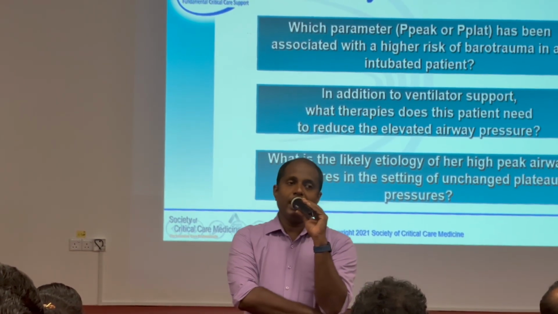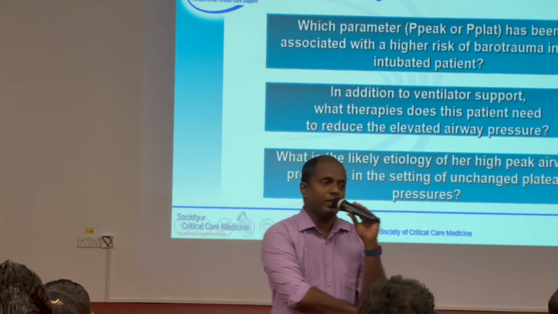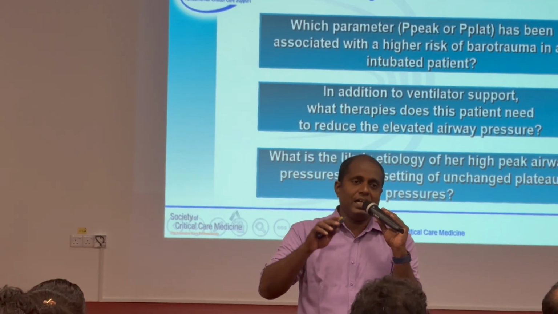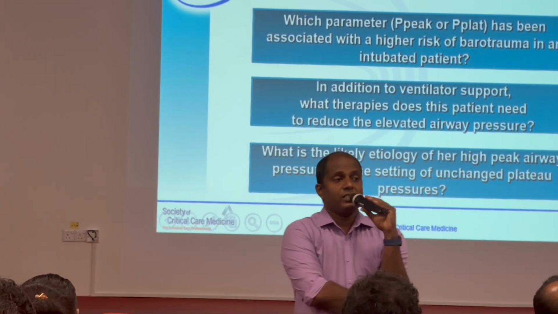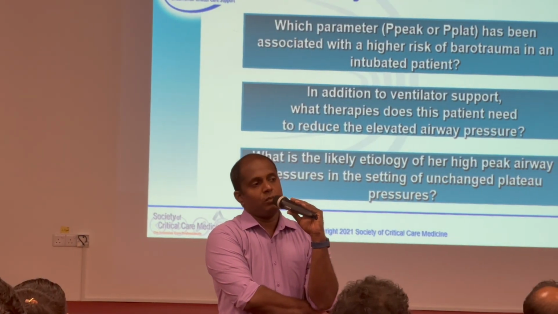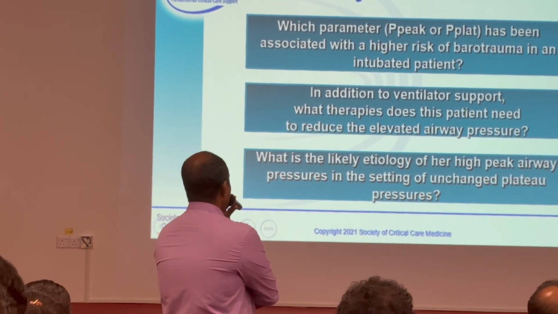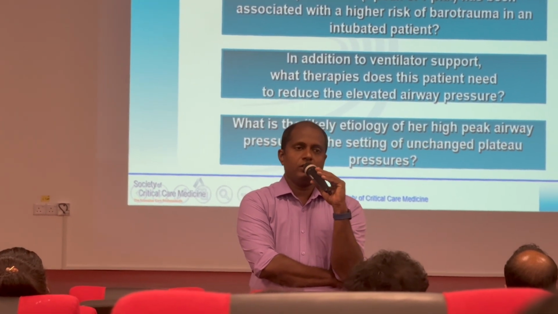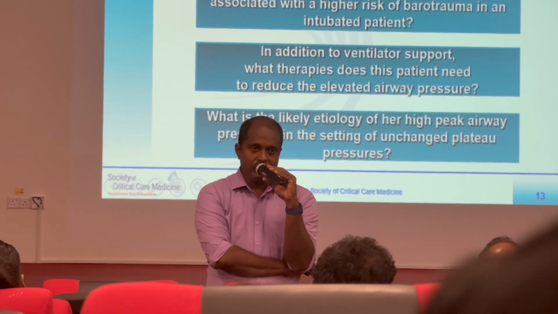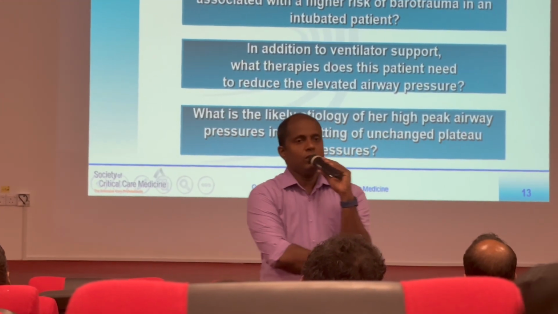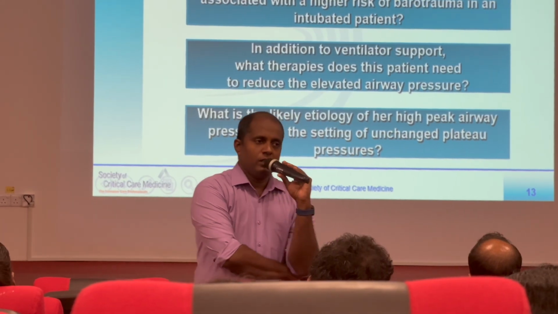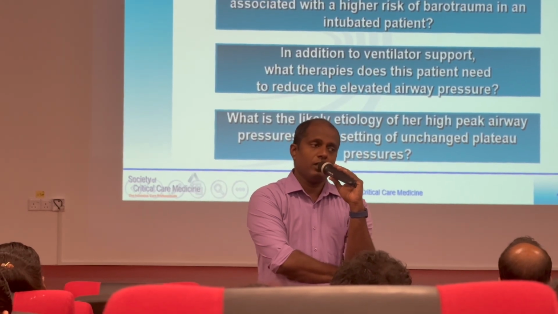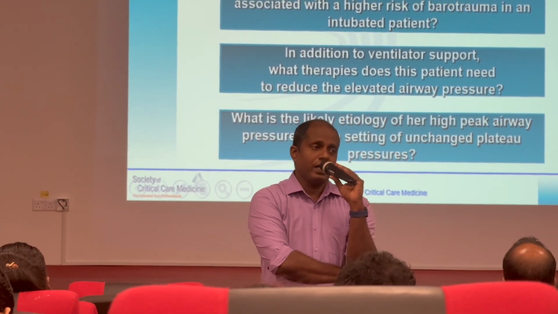Auto-PEEP and dynamic hyperinflation. What is dynamic hyperinflation? Because the air is going in and not coming out, the alveoli start to distend. With every breath they distend more and more. That is called dynamic hyperinflation. It's inflated more and more. Then, because no air is coming out, CO2 starts increasing in the blood. As CO2 increases more and more, at one point CO2 narcosis will happen and the patient will collapse. So this is about the asthma physiology.